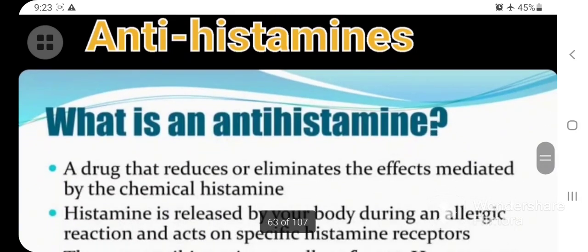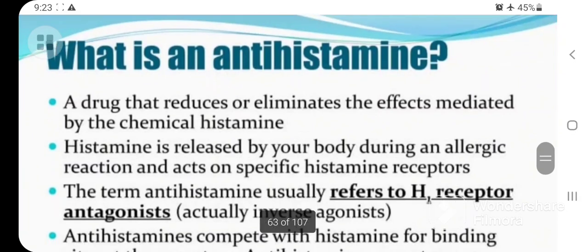And what is an antihistamine? An antihistamine drug reduces or eliminates the effects mediated by the chemical histamine. The histamine chemical shows some effects, and those effects are reduced by the antihistamine. That is the simple definition. Histamine is released by your body during an allergic reaction and acts on specific histamine receptors. In allergic conditions this histamine gets released.